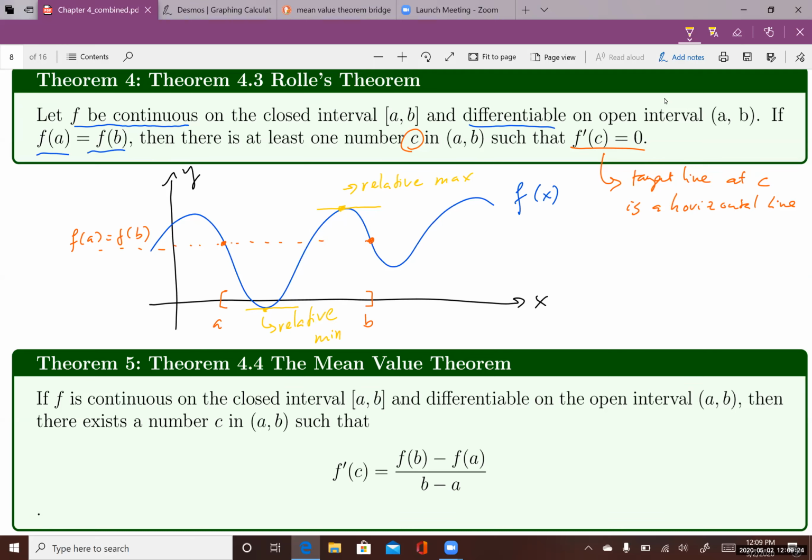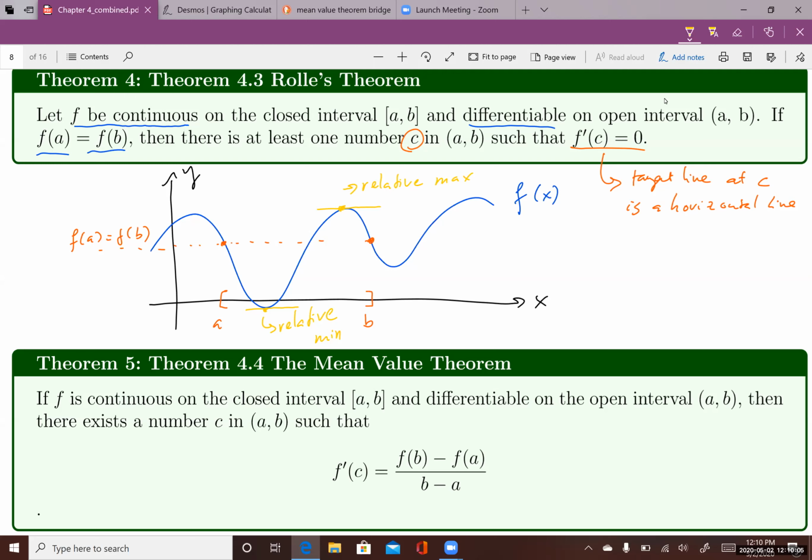Okay, so what this theorem tells us is that if you have a continuous function on a closed interval, if that function is differentiable, right, and the function values at a and b are the same, then you are guaranteed to have at least one local extremum. It can be a relative maximum or it can be a relative minimum. So you are guaranteed to have at least one, but you can have multiple relative extrema depending on the function.